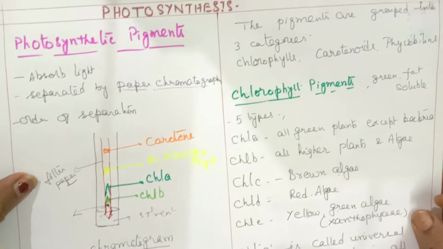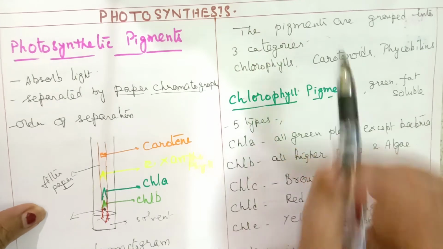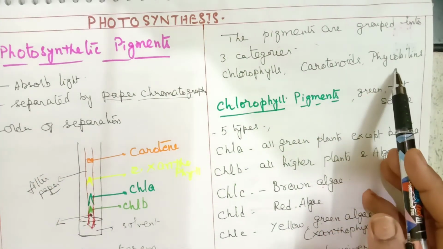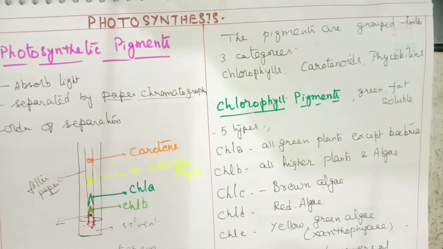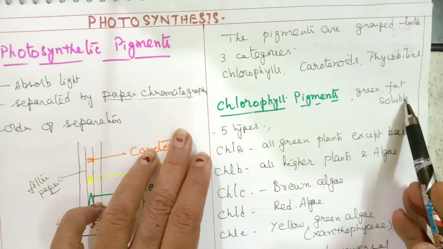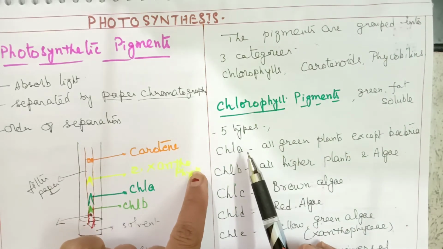And these pigments are grouped into three different categories. They are chlorophyll, carotenoids, and phycobilins. Three types of pigments: chlorophyll, carotenoid pigments, and phycobilins. Now we will see one by one. First, the chlorophyll pigments. Chlorophyll pigments are green in color and they are fat soluble. These are of 5 different types.